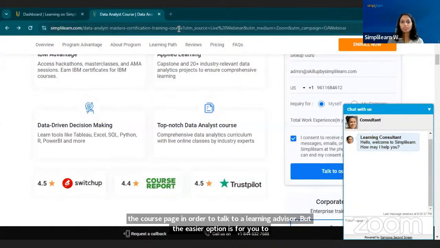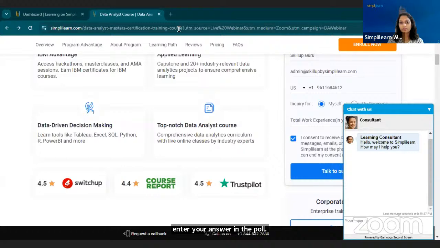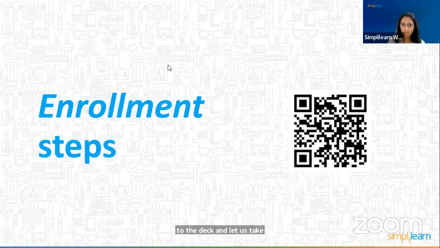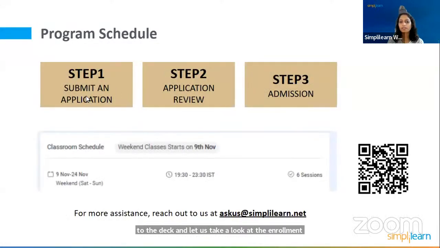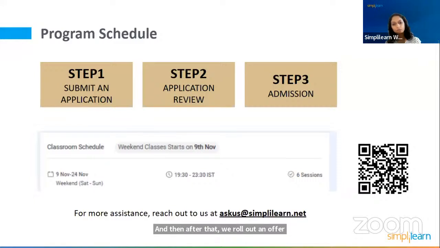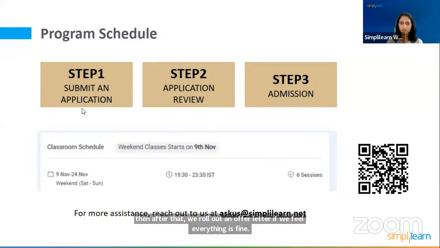Okay. That's great. So I'm just resharing my screen back to the deck, and let us take a look at the enrollment steps. Now, what happens is that you fill up an application form on the course page, and then the admissions panel reviews your application. And then after that, we roll out an offer letter if we feel everything is fine. And then you can pay and become a part of the course, right?